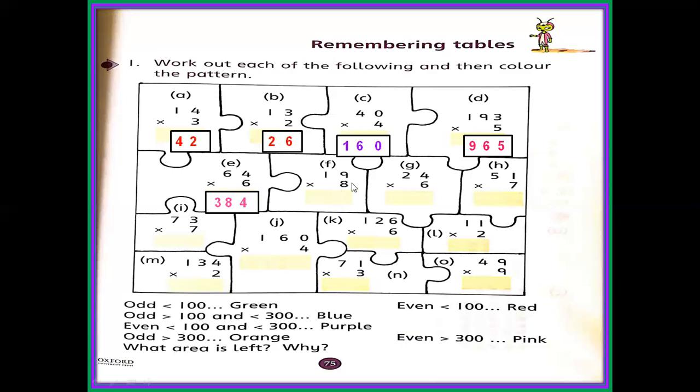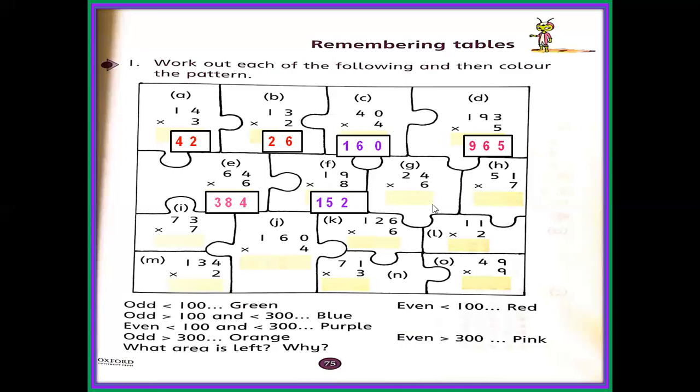19 multiply 8. So read the table of 9. 9 ones are 9, 9 twos are 18, 9 threes are 27, 9 fours are 36, 9 fives are 45, 9 sixes are 54, 9 sevens are 63, and 9 eights are 72. So write here 2, and 7 will go to add into the next. 8 ones are 8 plus 7, 15. So 152.